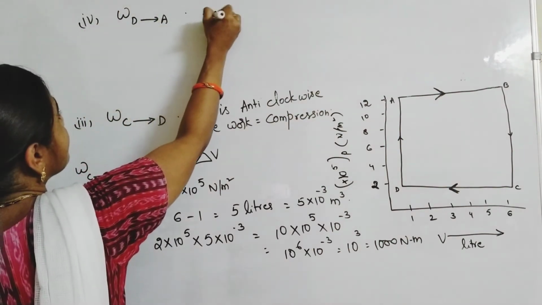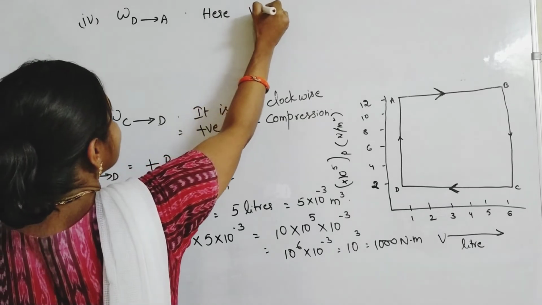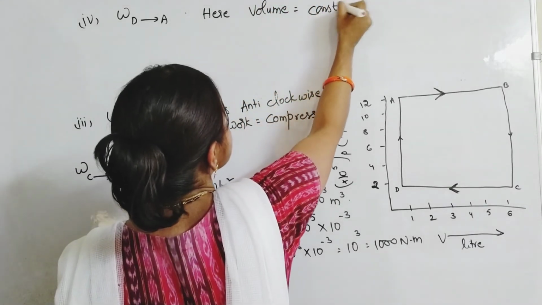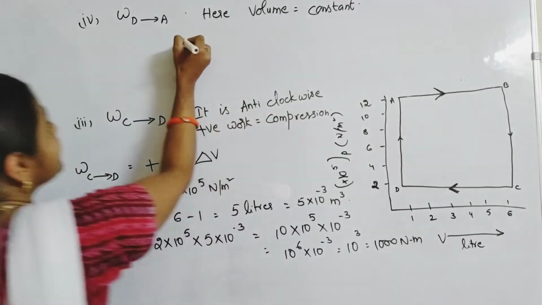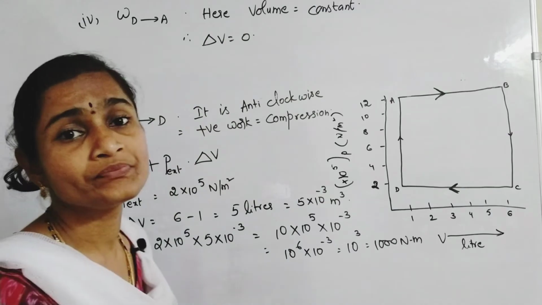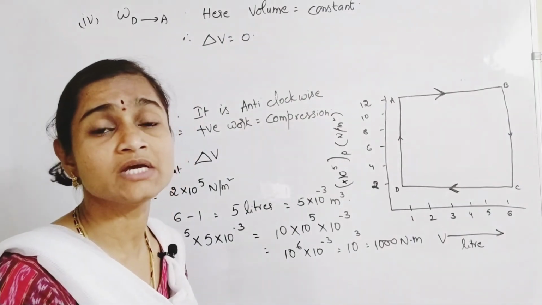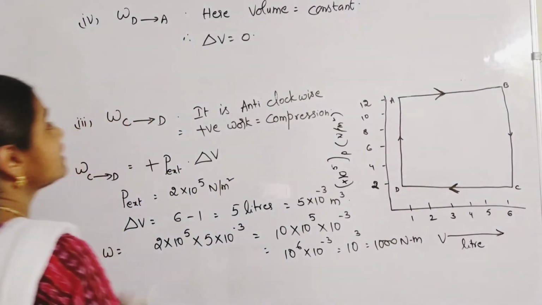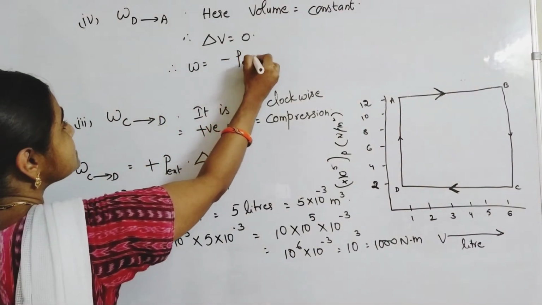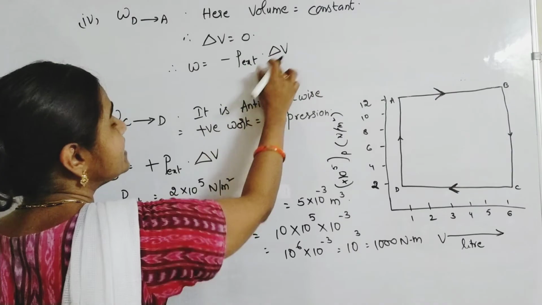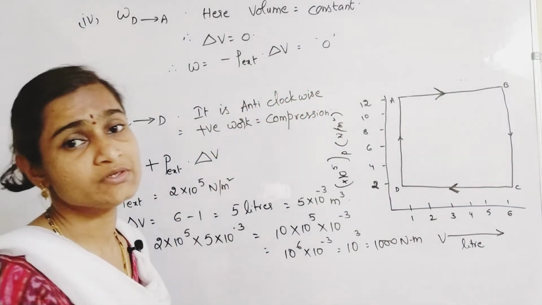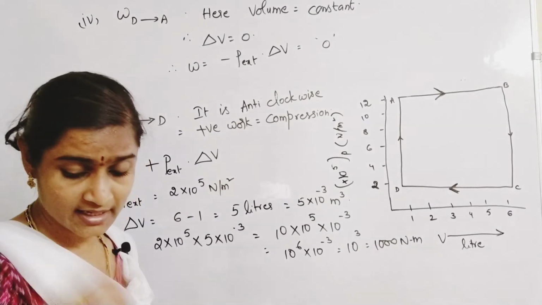Here volume is constant. So delta V is equal to 0, isn't it? Delta V is equal to 0. So therefore work done is equal to minus P external into delta V, and delta V value is 0, and that's why work done is 0. Okay. Work done is 0.